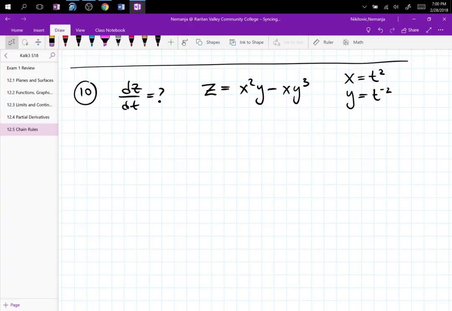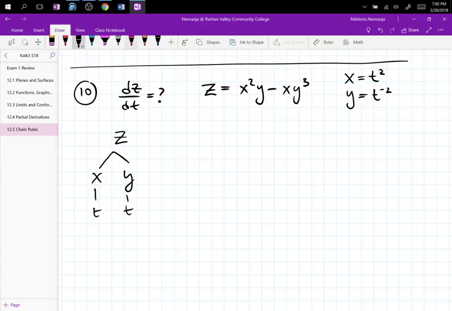Okay, I'm going to draw the tree from what's presented here. Z depends only on x and y, so there is branching there. And then x depends only on t, and y depends only on t. So this is a very first example we did in class, and the tree and the formula from the chain rule is the one that we have to use.